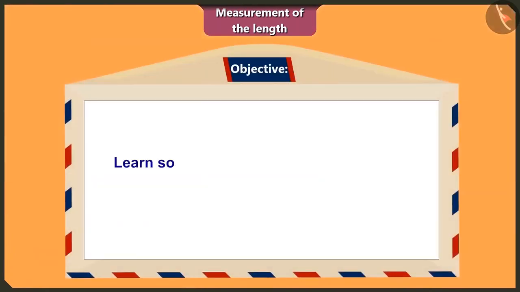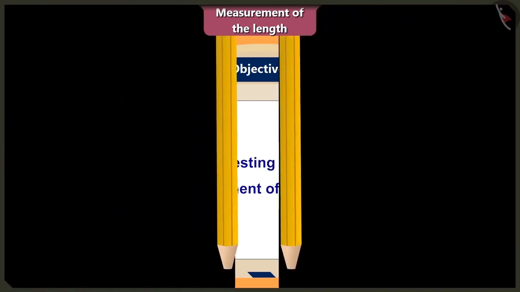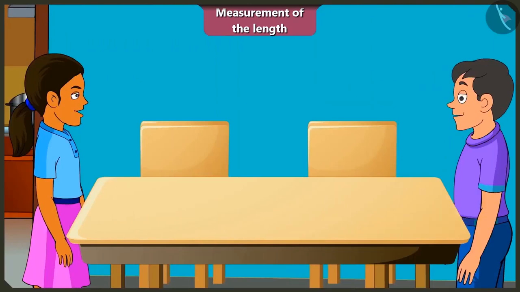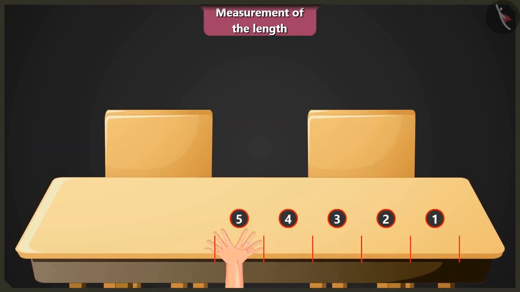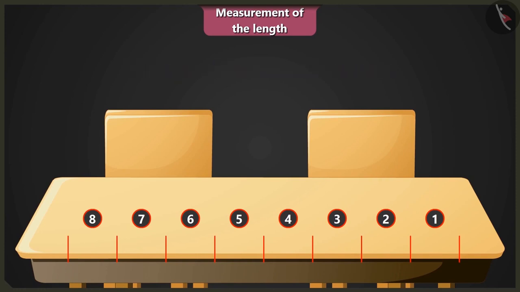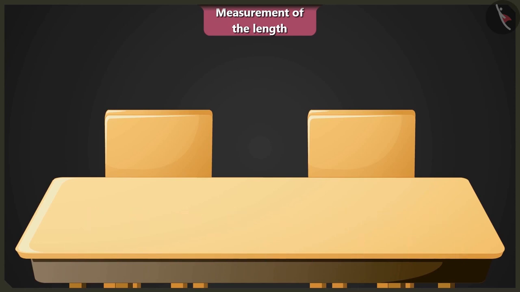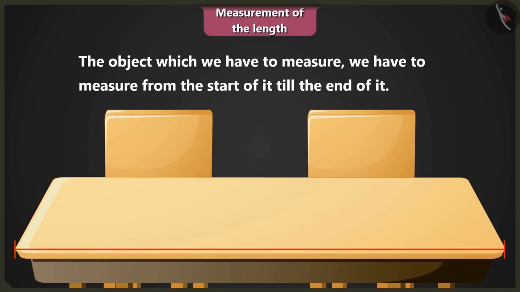Friends, today we will learn some interesting facts about measurement of length. Hey Gurtu, are you measuring the length of the dining table? Yes, this is 1, 2, 3, 4, 5, 6, 7 and 8. The length of this table is equal to 8 hand spans of my palm. Oh, Gurtu, that is not how you take the measurement. Then how is it done? Look, when you have to measure the length of an object, you measure from one end to another end of it. You have to measure the length of this table from here till here.